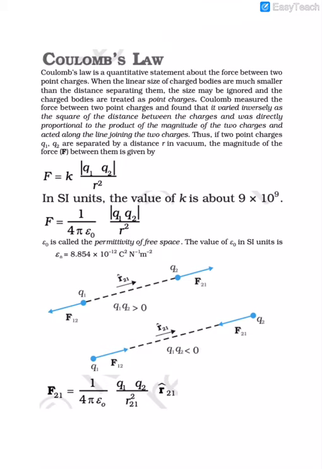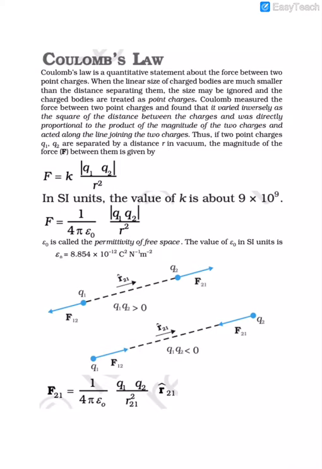And if you write it as an equation, then it looks like this: F is equal to K, which is a constant of proportionality, into, now remember we are talking about the magnitude of the product of the magnitude of the two charges. So therefore you can put a modulus sign, |q1 q2|, and divided by r square, because it is inversely proportional to the square of the distance between them.